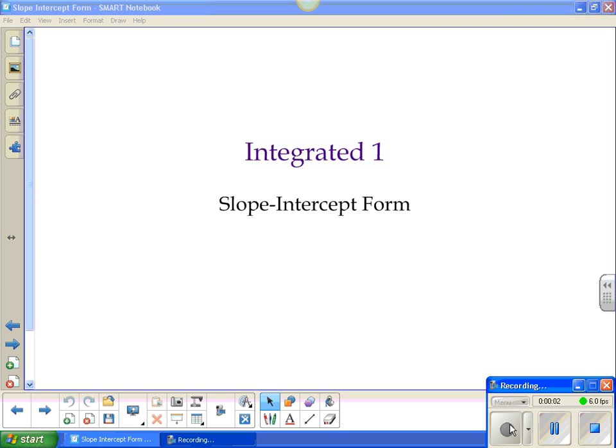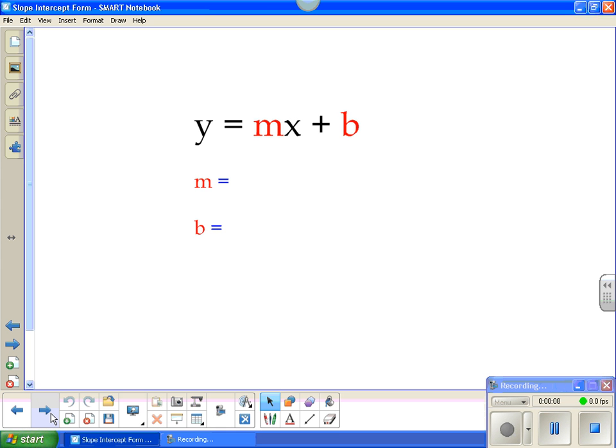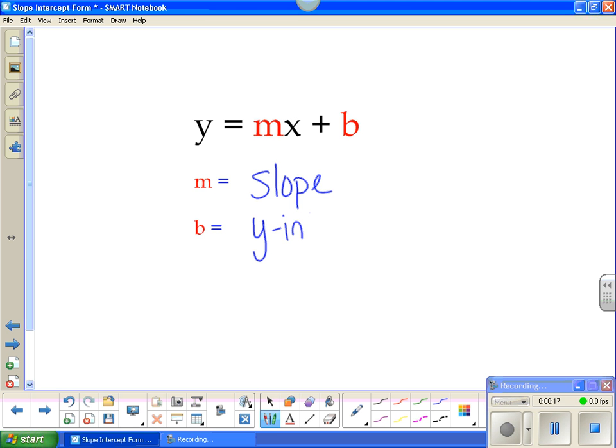This lesson is going to be on slope-intercept form, and it's going to include graphing linear lines. So slope-intercept form is y equals mx plus b. M represents the slope of a line, and b represents the y-intercept. The y-intercept is where the graph crosses the y-axis.